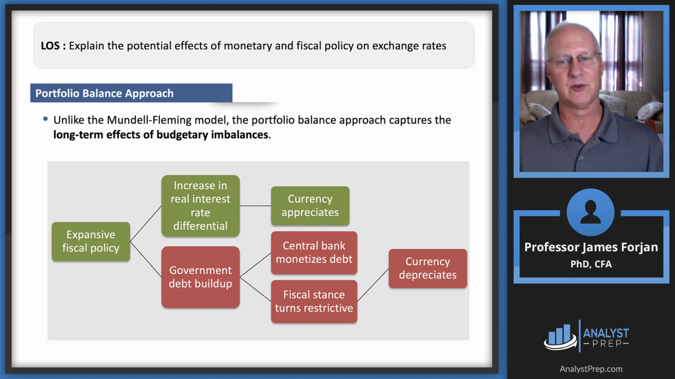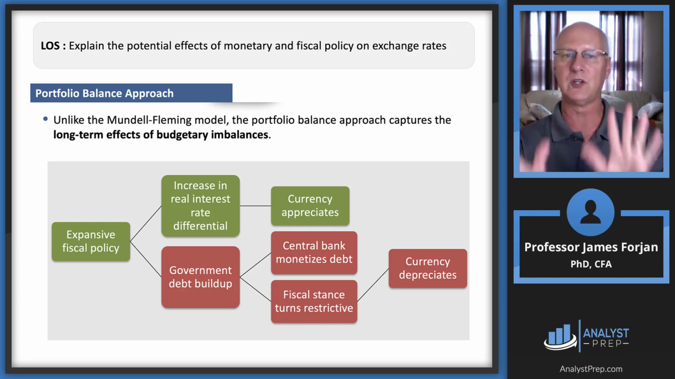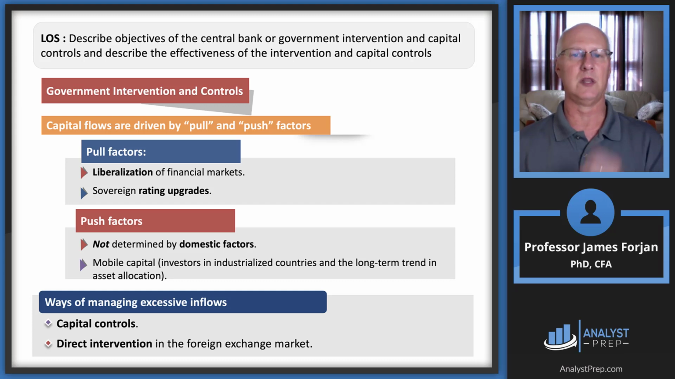Sooner or later, fiscal stance turns restrictive. Doesn't appear to be happening in 2021 in the United States, and then we'll have a currency depreciation. So I think this slide and this LOS is an illustration of what we've been talking about in terms of what might happen in the short term and then what might happen in the long term. Remember, our focus is in the long term.